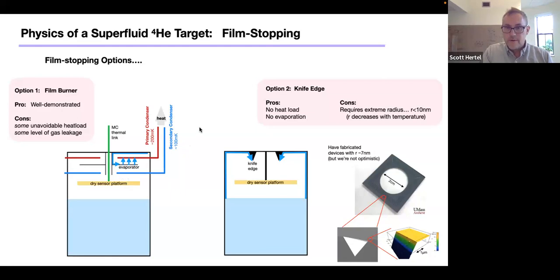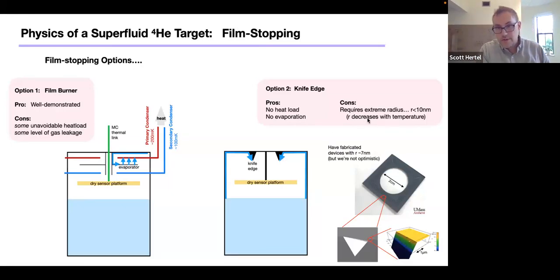So we have been looking for alternatives. One alternative is a knife edge. When the superfluid film creeps over an atomically sharp corner, it thins the film with a van der Waals force down to the single atom layer, where it's no longer superfluid and no longer flows over that edge. The pros there are that there's no heat load and there's also no evaporation. It just stops the film without liberating any atoms into the vacuum.